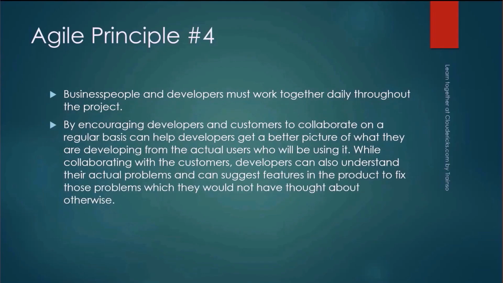Agile principle number 4, business people and developers must work together daily throughout the project. Encouraging developers and customers to collaborate on a regular basis can help developers get a better picture of what they are developing from the actual users who will be using it. While collaborating with customers, developers can also understand their actual problems and can suggest features in the product to fix those problems which they would not have thought about otherwise.